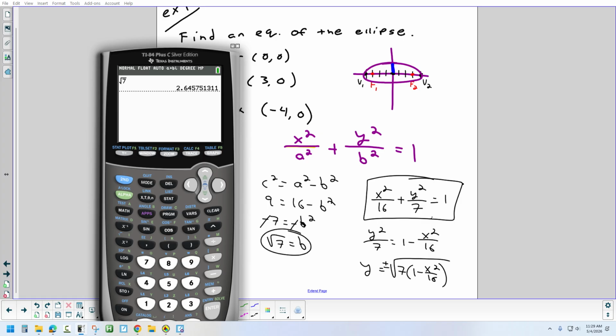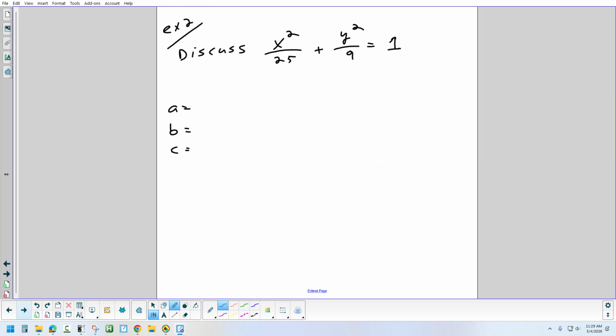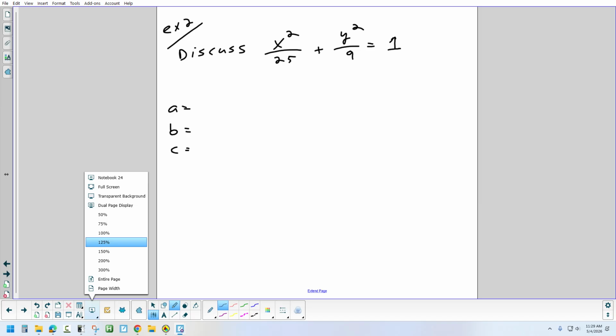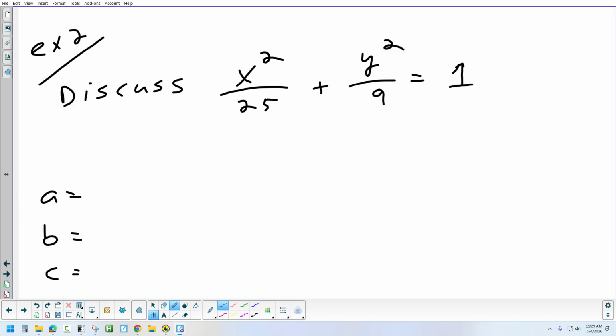Okay, most of the time you don't need to rearrange it to sketch it, but it did give me a way to check and make sure my b value was correct. Any questions on that? That's an ellipse. Let's try this one. So this time I'm going to give you the equation, and I want you to tell me all about it. Okay.